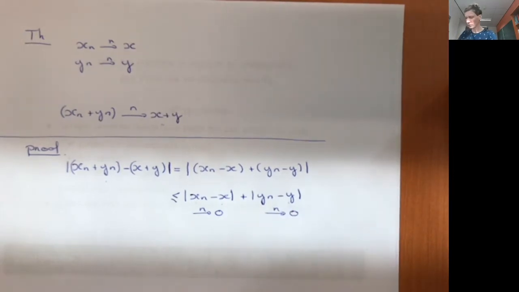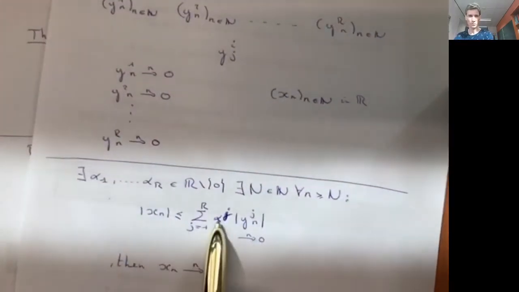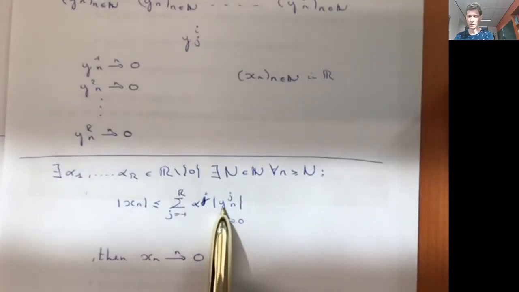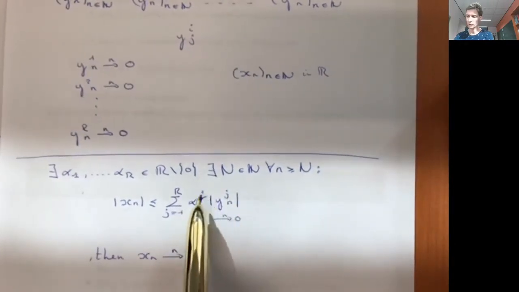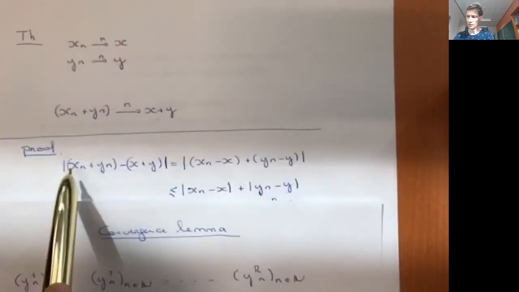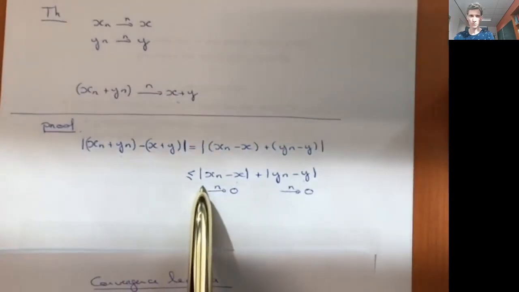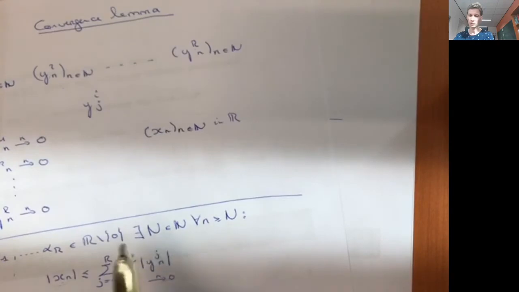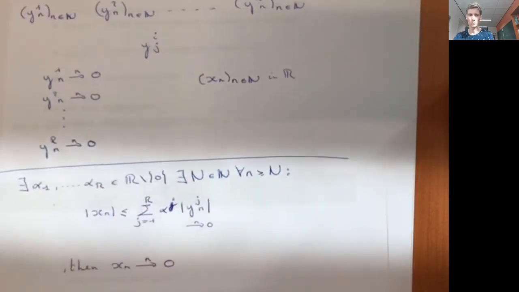So now we can use the convergence lemma, right? Because in this inequality, xn minus x and yn minus y both go to 0. We have a weighted sum. Here the coefficients are equal to 1. And we have that this sequence is less than or equal to this weighted sum, and it actually holds for every n, right? So we can take big N to be simply equal to 1.